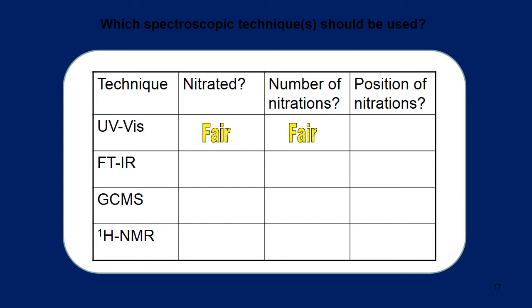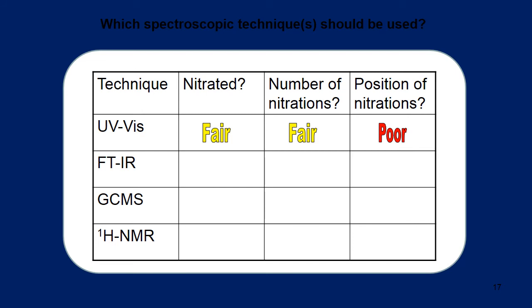For the number of nitrations, we also would expect it to be fairly good. We could again see that the pi-pi star transition has changed, but we couldn't really necessarily say that it's because we've nitrated bromobenzene, as other modifications would accomplish the same thing. And as far as the position of nitrations, whether it could tell us if we have 2 nitrations, whether it's para, ortho, or meta to one another, it's actually quite poor for that. In the absence of a reference spectrum, we'd have a very hard time using UV vis to determine this.